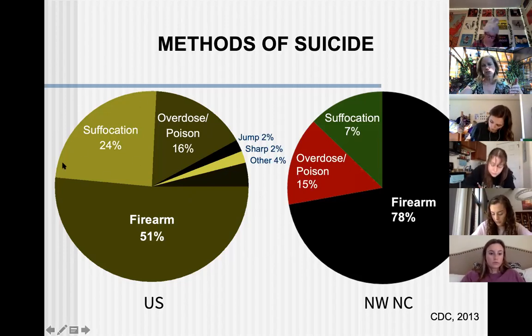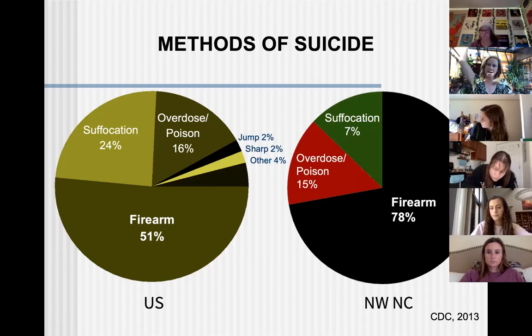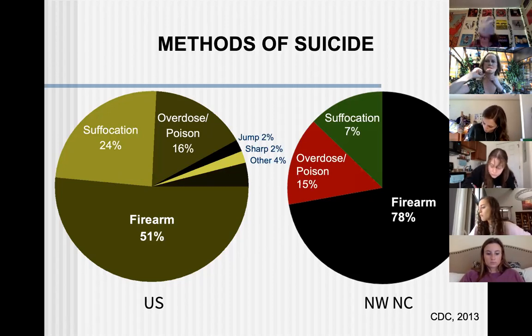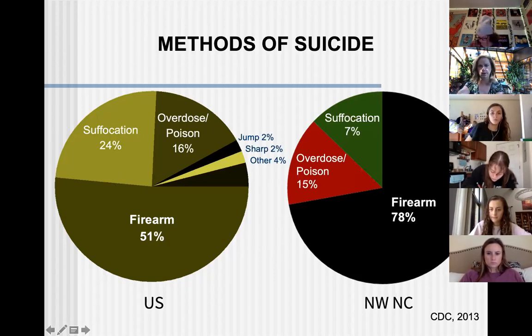Nationally, suffocation is much higher, 24%. Suffocation usually involves hanging. At times it's hanging from a noose from an elevation, but a lot of times individuals will even hang and wrap something and then lean into it to suffocate. Lower rates of suffocation here in Western North Carolina, only 7%. The national and the local levels of overdose or poison are pretty similar.